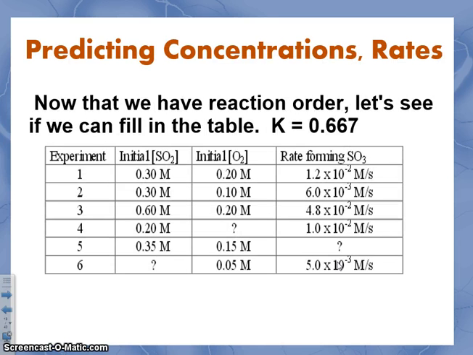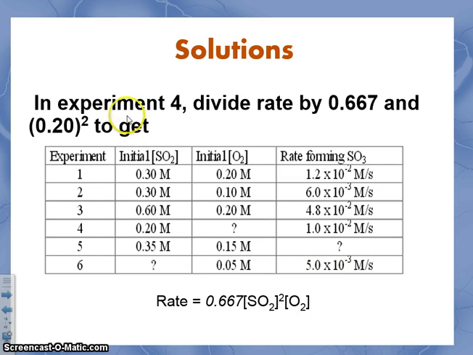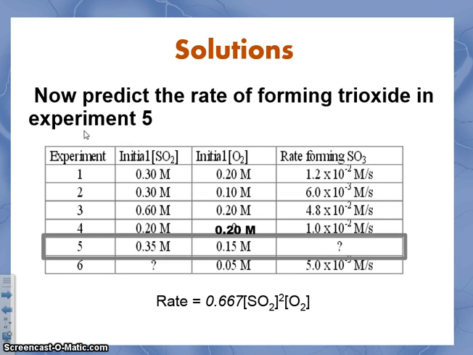Now that we have reaction order, let's see if we can fill the table in here. If K is 0.667, the reaction is first order in oxygen and second order in SO2. So in experiment 4, if we divide the rate by 0.667 and by 0.2 squared, we would get 0.37 molar as the initial oxygen concentration.